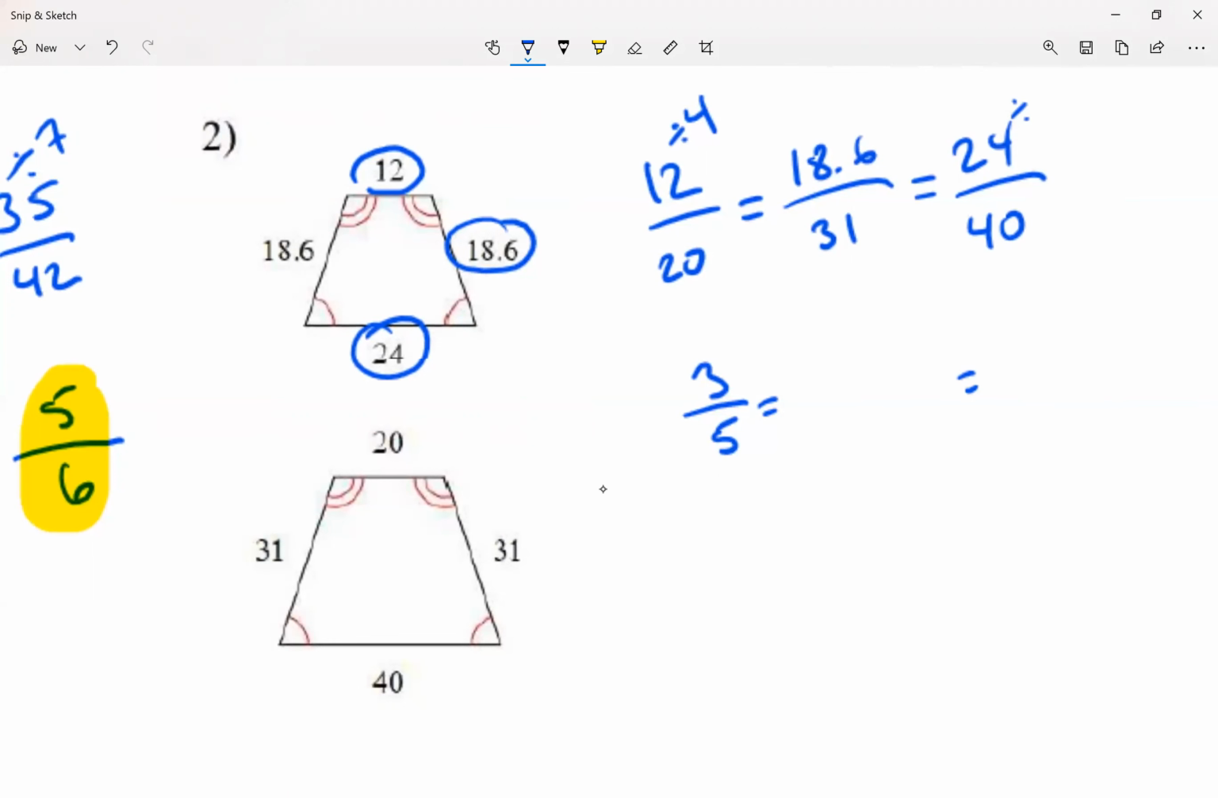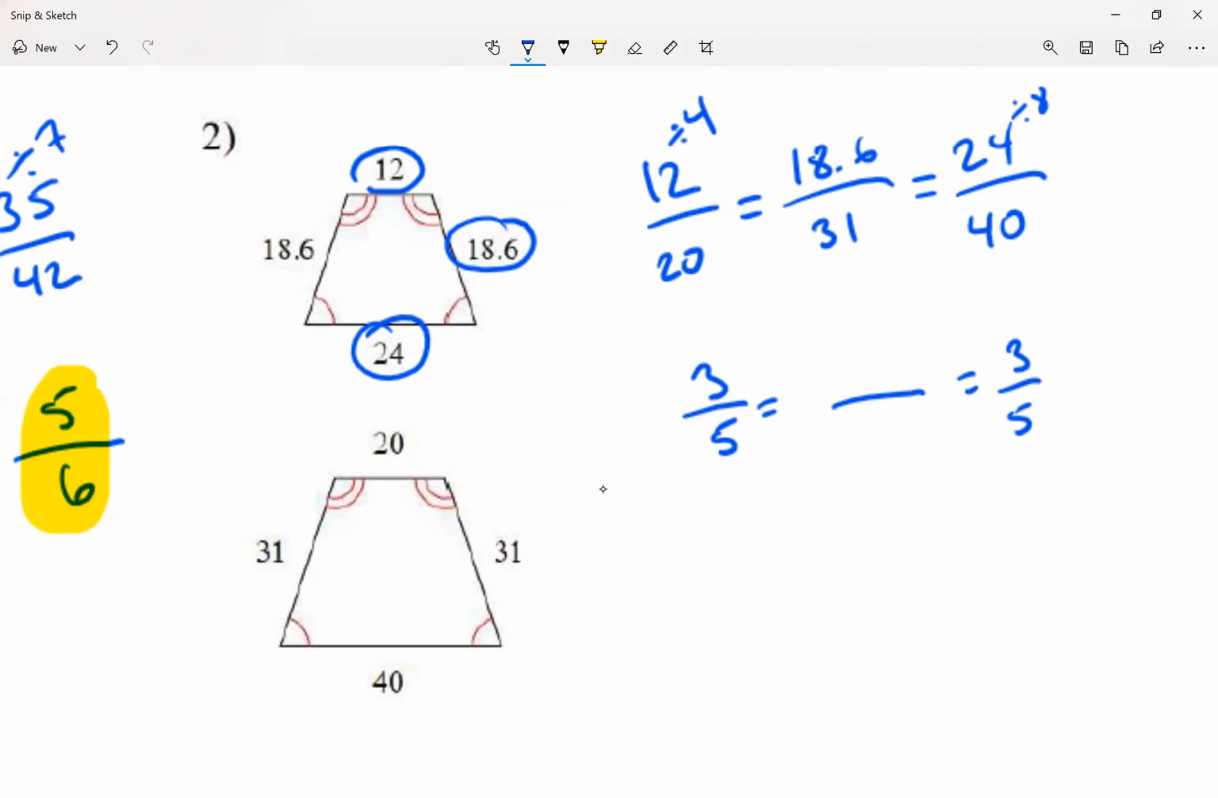Here, let me divide each by 8 on the last one. I don't want to deal with my decimals for right now, at least. 24 over 40, let me divide each by 8. And that gives me 3 over 5. Okay, so I must simplify the middle one.